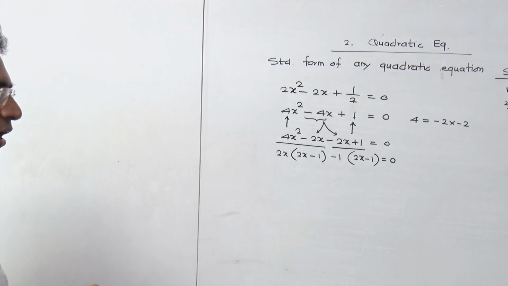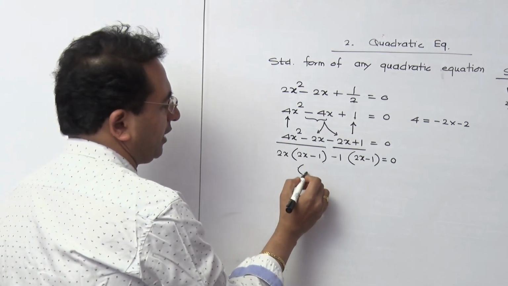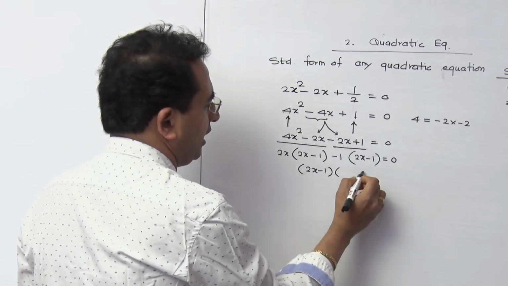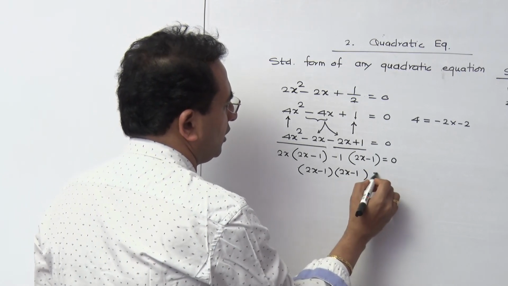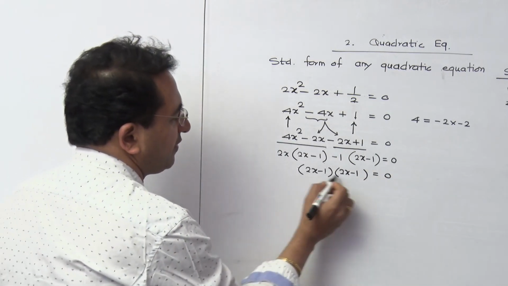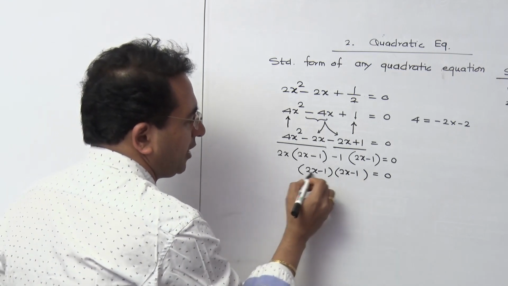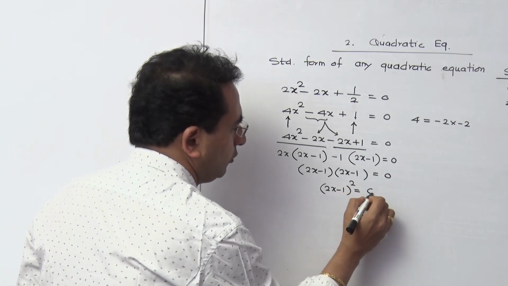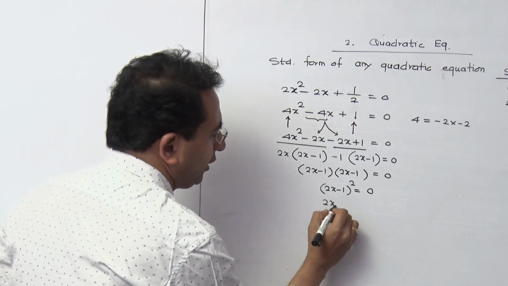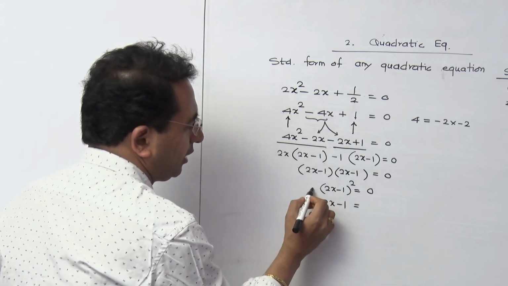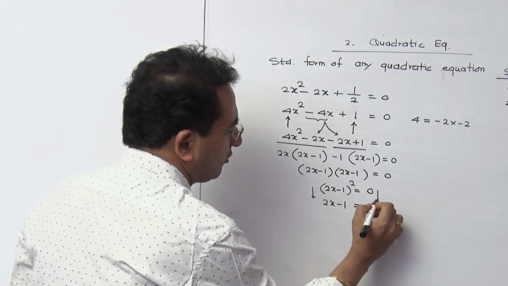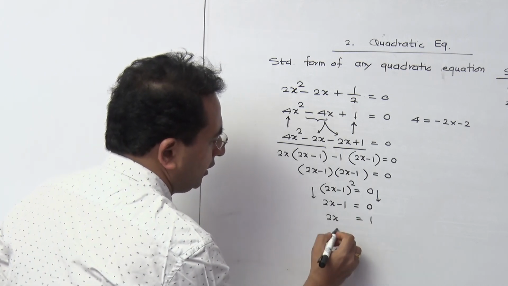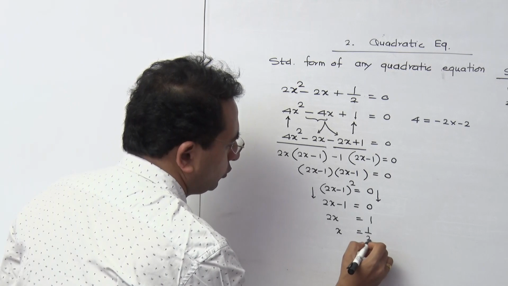So we are going to get 0 again. Which bracket is coming again? 2x minus 1. This is coming twice, so I am taking that common. And then again I am getting 2x minus 1 is equal to 0. So what can we write here? The same bracket is appearing again, and that's why the bracket 2x minus 1 square is equal to 0. Now we have to take a square root here. The square root of 0 is 0 only. So we can write 2x is equal to 1. Therefore the value of x is going to be 1 by 2.